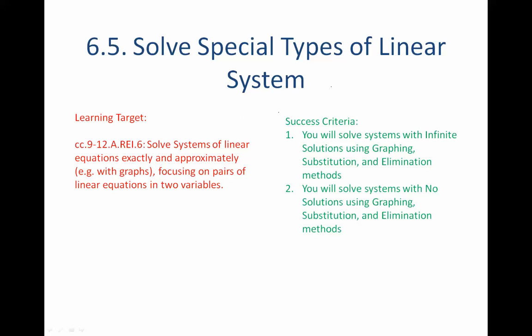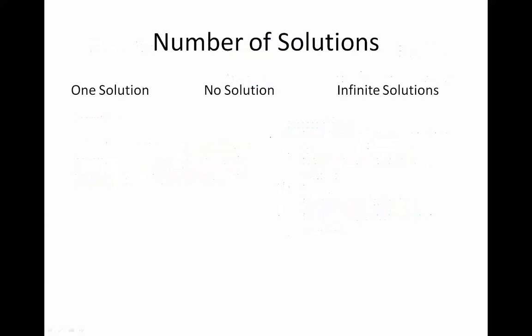This is 6.5 from the Holt-McDougall Algebra curriculum, and in this set of videos we are going through 6.5, which is solving special types of linear systems. Those two special types are outlined right here. That's going to be a system of equations with infinite solutions and a system of equations with no solutions. So those are the two things that you will be learning in this set of videos: systems with infinite solutions and systems with no solutions. So let's go ahead and get down to our first little bit here.